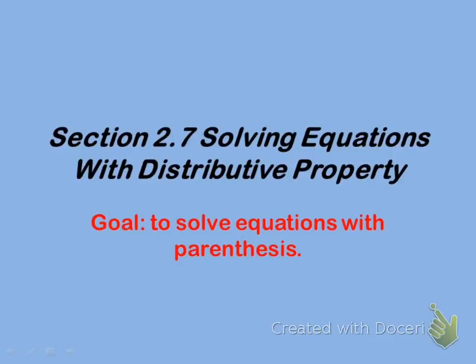So today we are finishing chapter 2. The last section is 2.7. It's all about solving equations using the distributive property. Our goal is to solve equations once you see that there's parentheses in them.